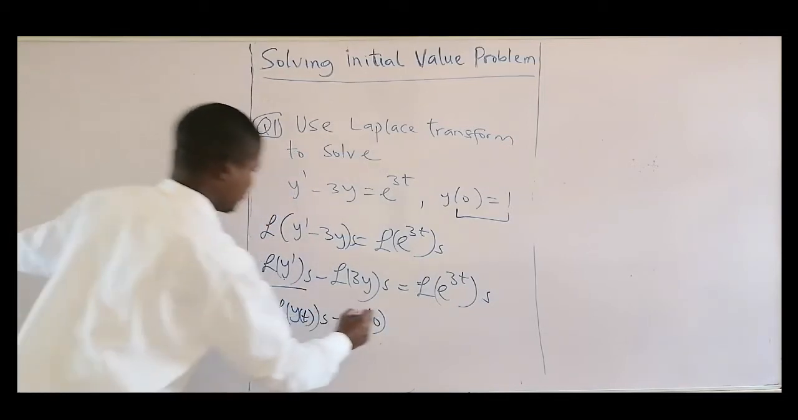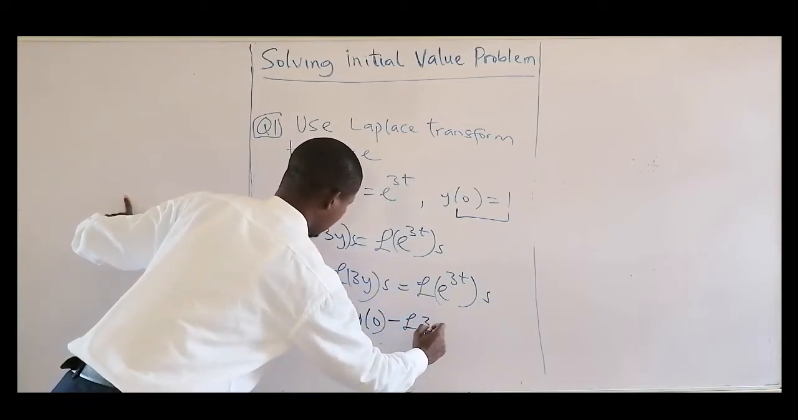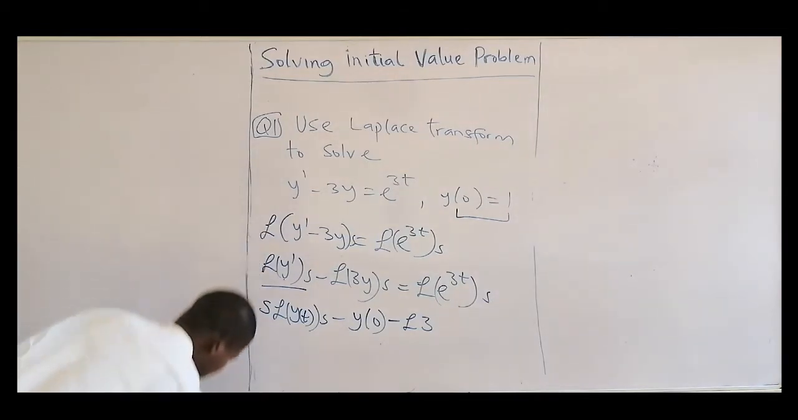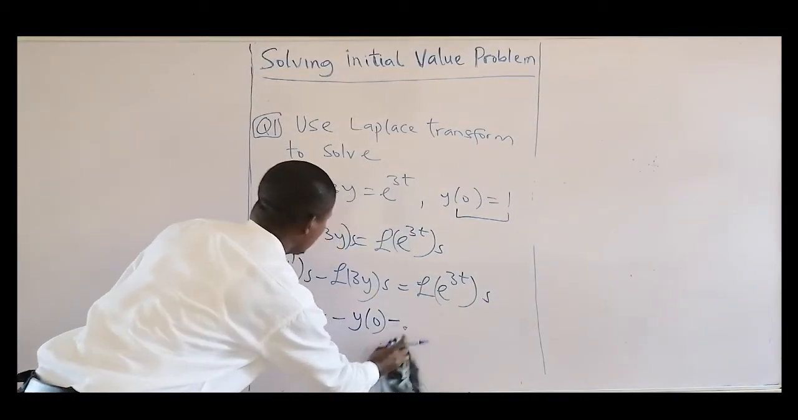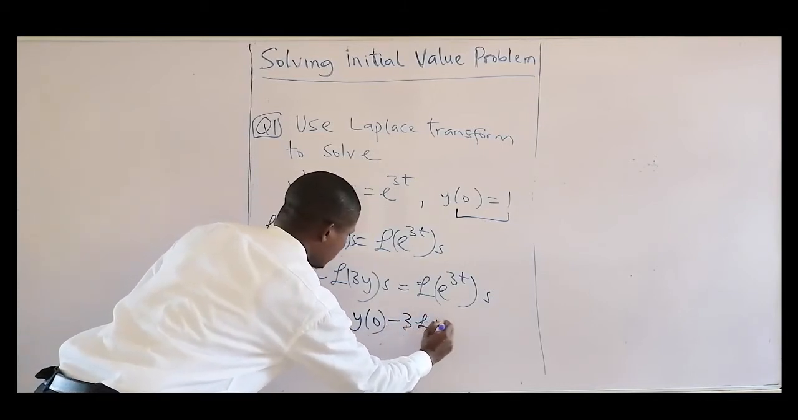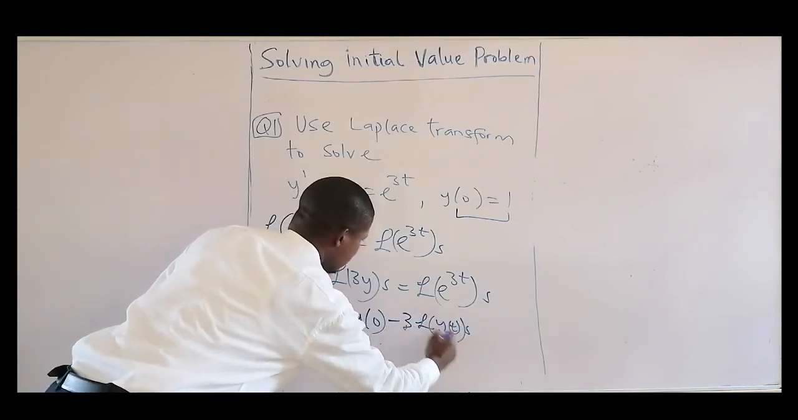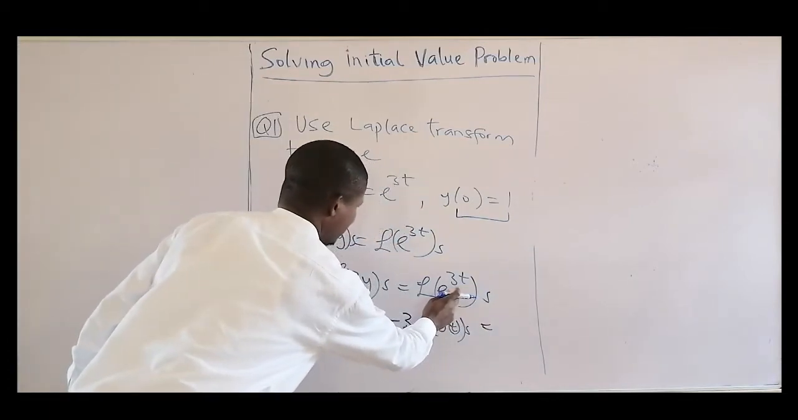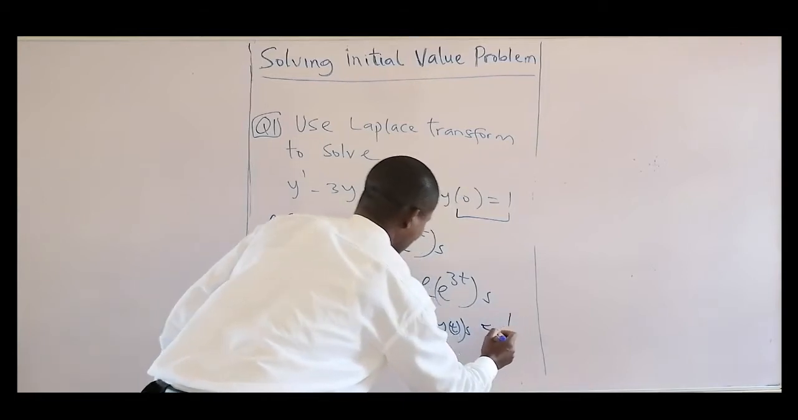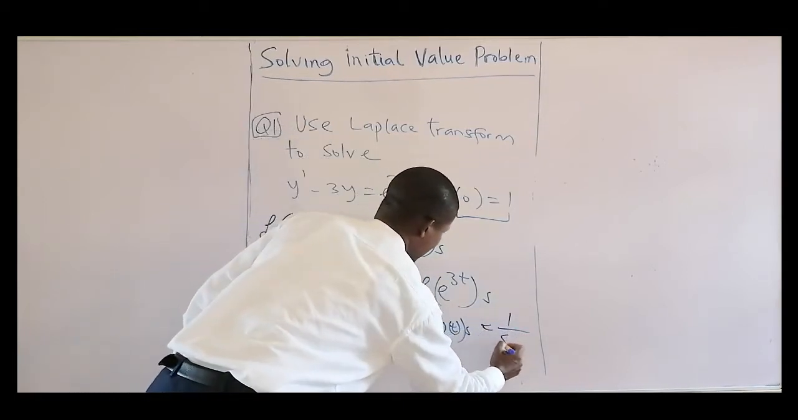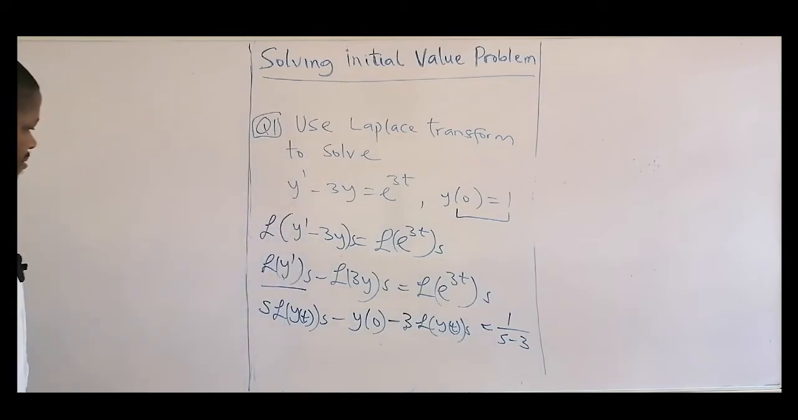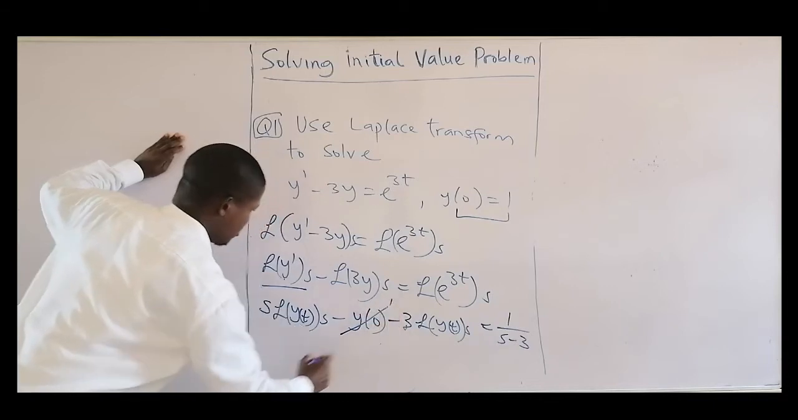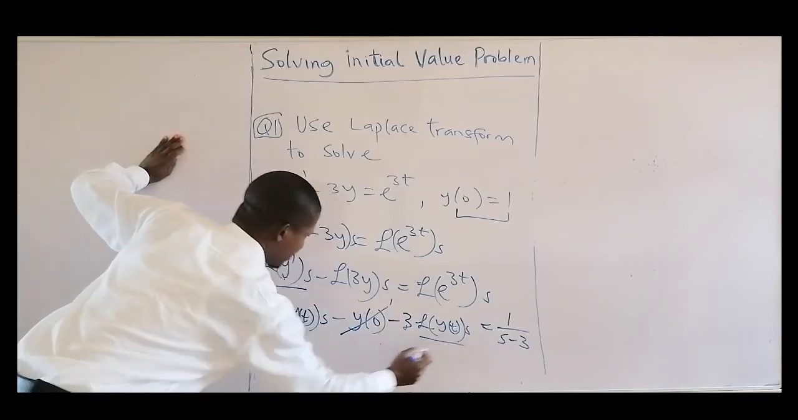That one is done. Then minus Laplace of 3y. The 3 will go outside, so we have 3 Laplace of y. Then Laplace of this exponential gives us 1 over s minus 3. And for the initial value problem, y of 0 is equal to 1. So we can combine these together.